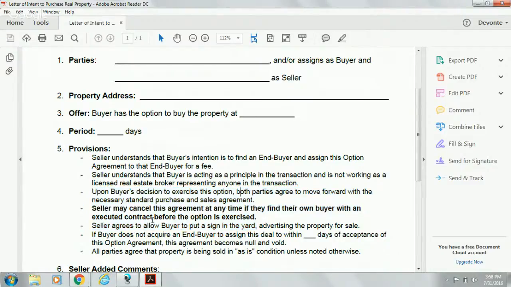And the sweet thing about this is that the seller may cancel this agreement at any time if they find their own buyer with an executed contract before the option is exercised. And what happens when you list your house with an agent, realtor, or broker is that you're tied up. You're tied up with that agent, realtor, broker, and you're pretty much counting on them to sell your house for you. And if they don't sell your house for you, and let's say they don't work as hard to sell your house, you could sign for a 6-month agreement, and they didn't really do so much to market your property. They didn't really get out there and hustle to sell it.